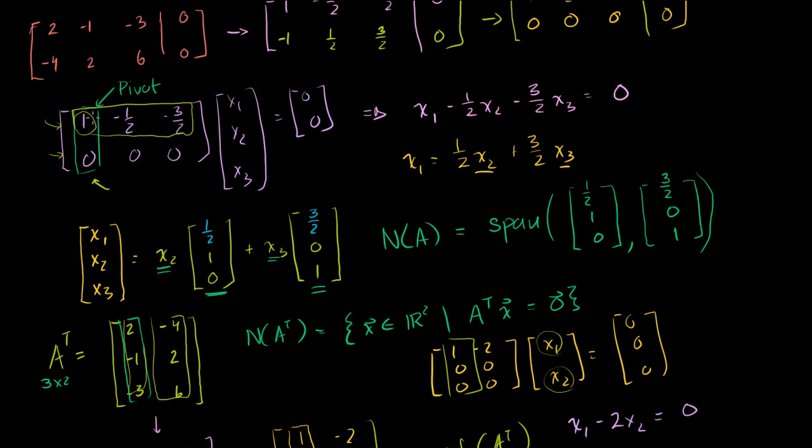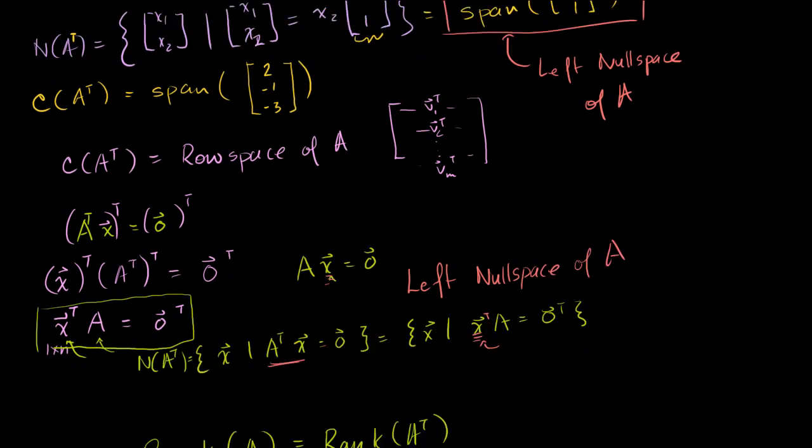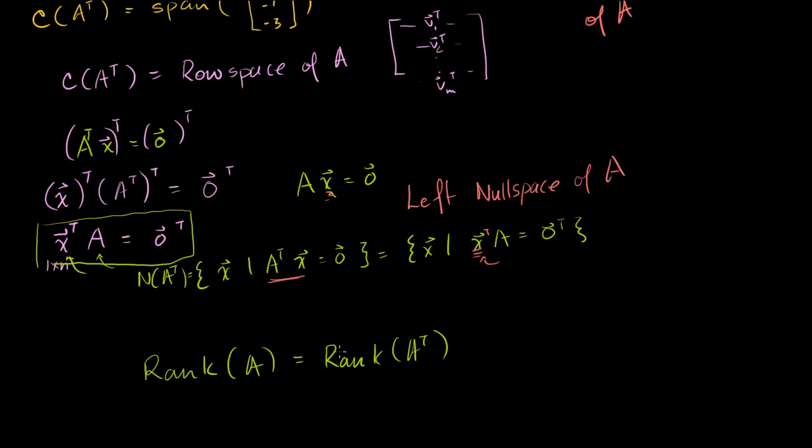So the dimension of my row space is 1, and that's the same thing as the dimension of the column space of my transpose. I know it's getting all confusing, and it's late in the day for me as well. So hopefully that will convince you that the rank of our transpose is the same as the rank of our original matrix.